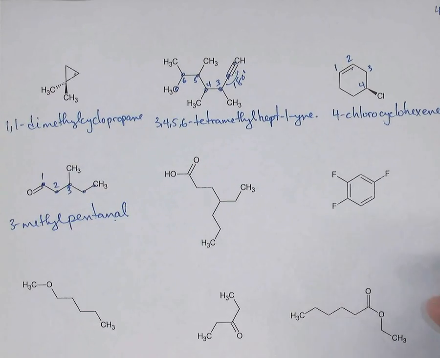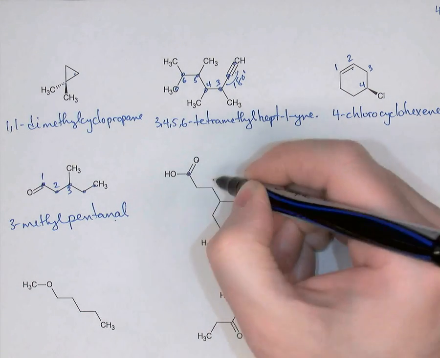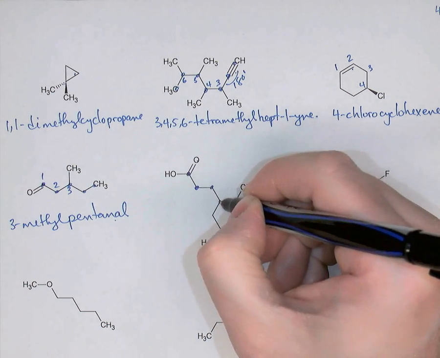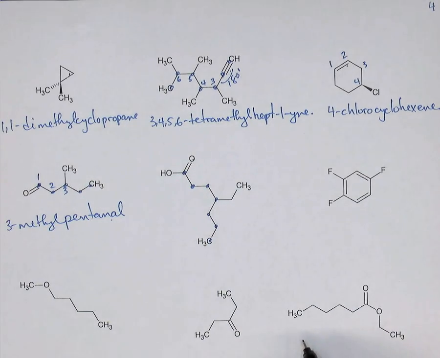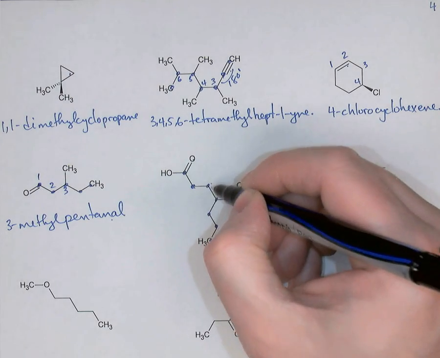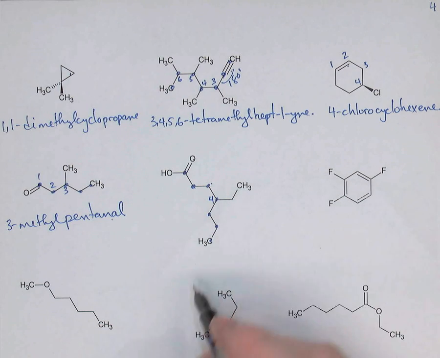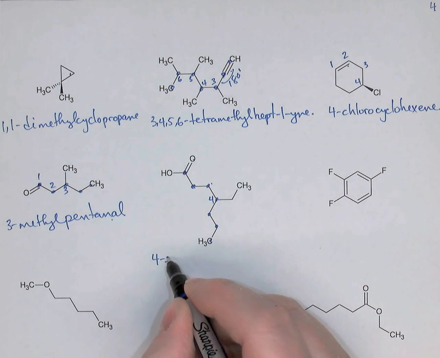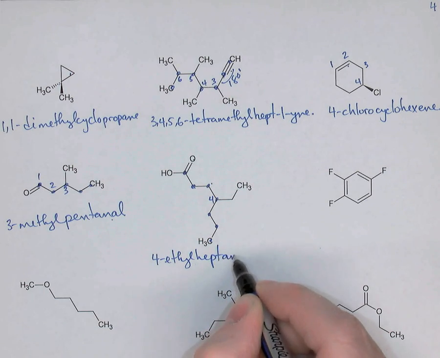Next we have a carboxylic acid, COOH. This is carbon 1, 2, 3, 4, 5, 6, 7. So it's a heptanoic acid, and carbon 1, 2, 3, 4 has an ethyl branch attached, 2-carbon branch. So 4-ethylheptanoic acid.